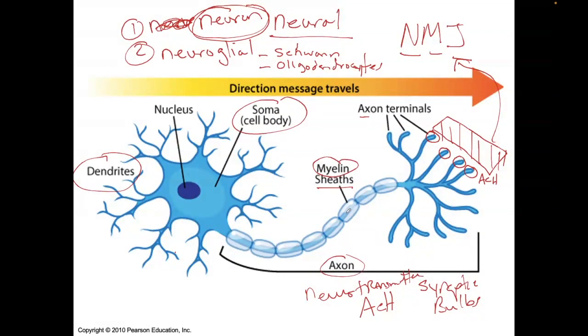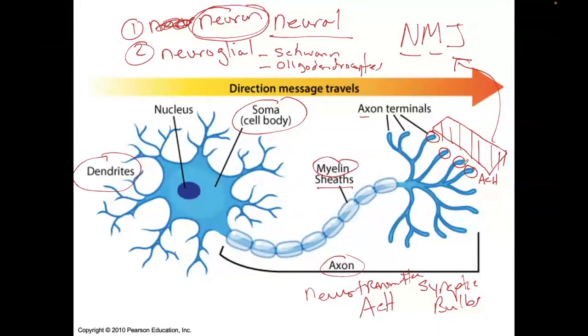So this myelin sheath is this fatty type of cholesterol that insulates the neuron, protects it, and speeds up the nerve conduction. When you have myelin, it speeds it up really, really fast so that the message gets to the end very quickly.